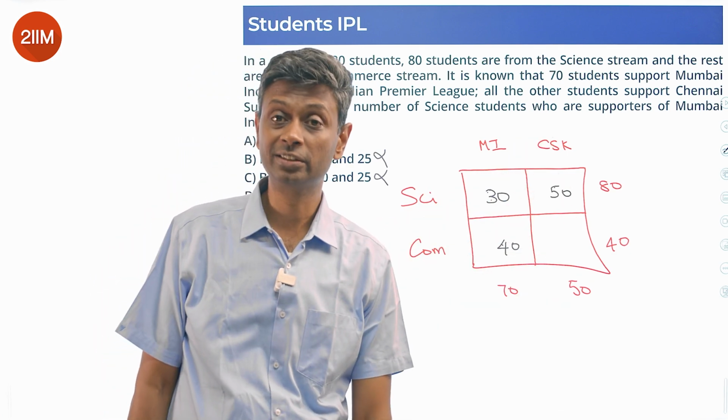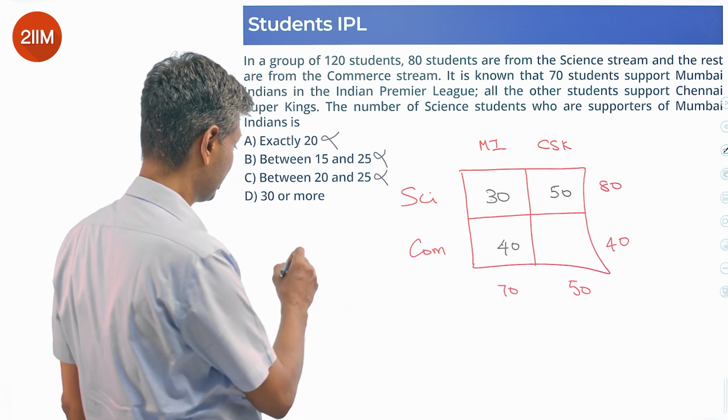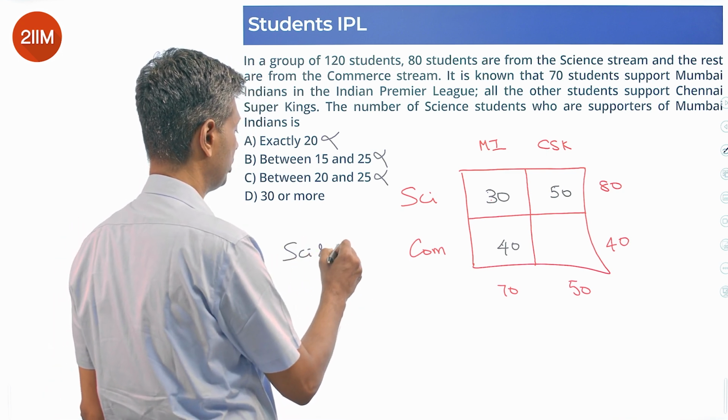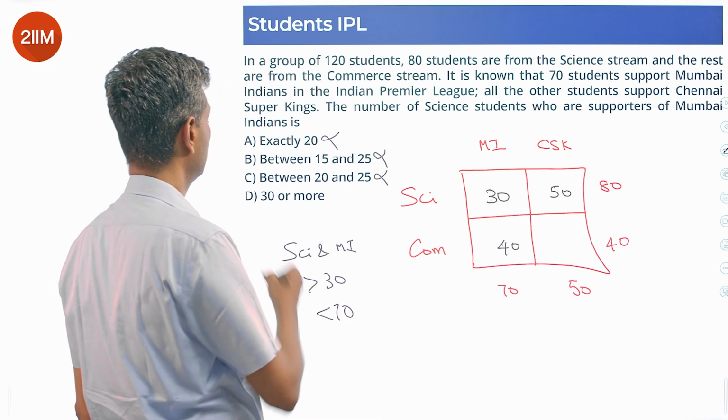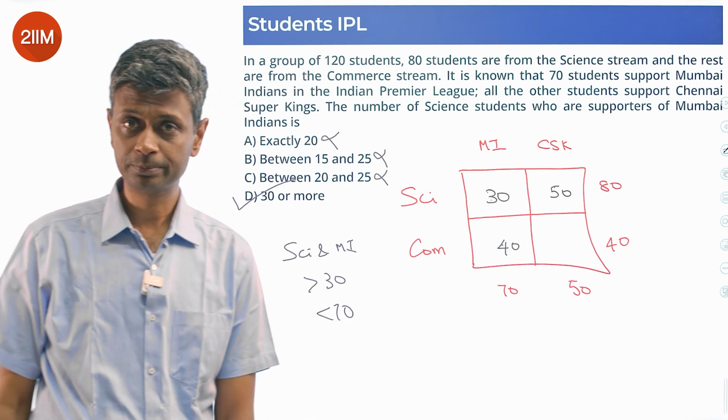Only 50 people like CSK. So this number, science and Mumbai Indians, should be greater than 30 and less than 70. 30 or more, that's the right answer. Others don't fit.